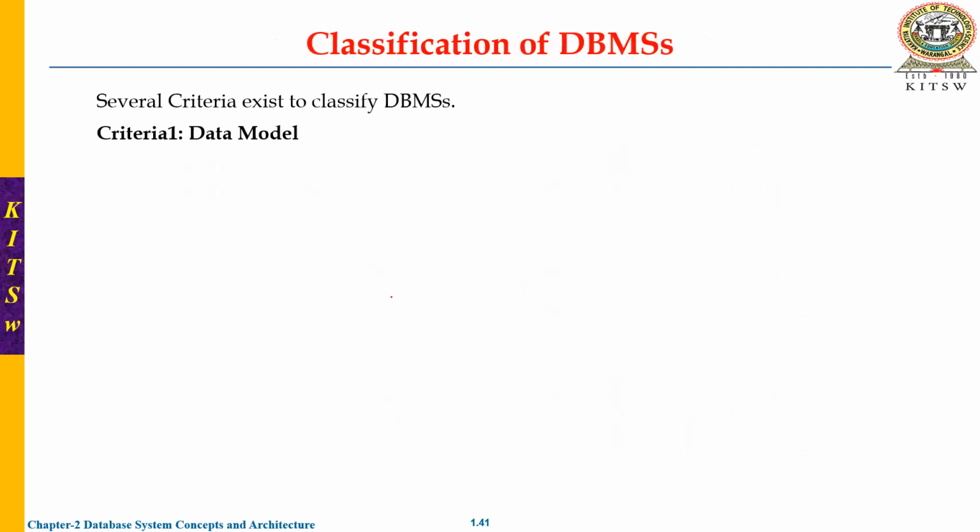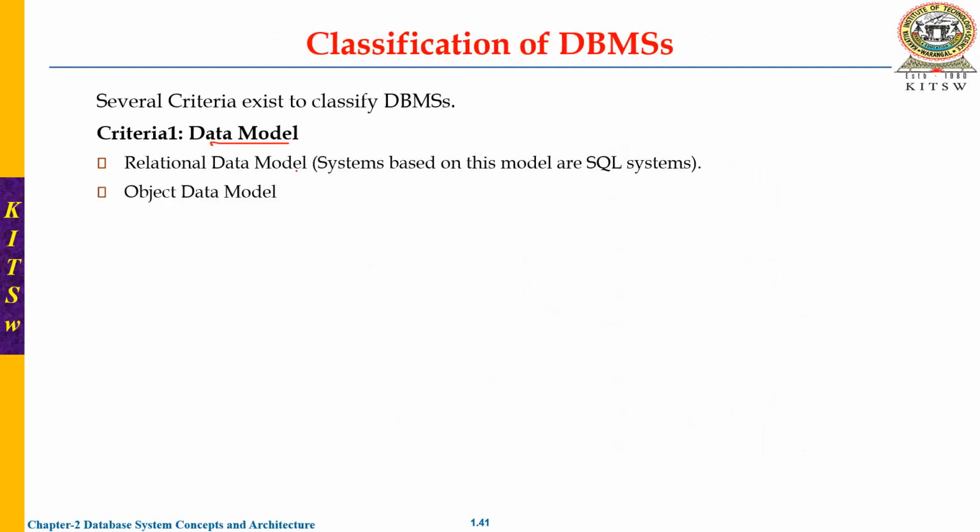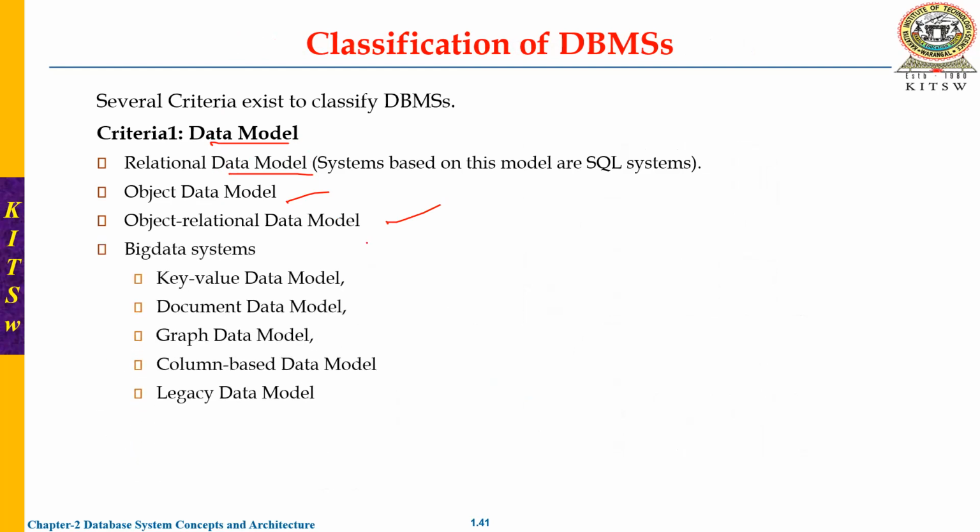Classifications of DBMS. There are several models to classify. The data model can be a relational model, an object model, an object relational model, and big data systems like key value data model, document data model, graph data model, column data model, and legacy data model. These are the different big data systems. And hierarchical data model, network data model.